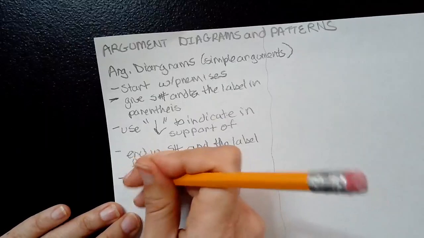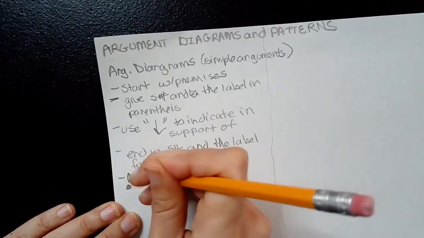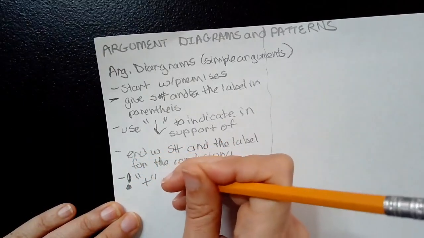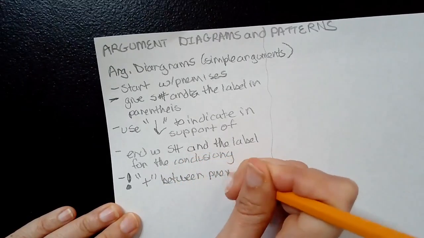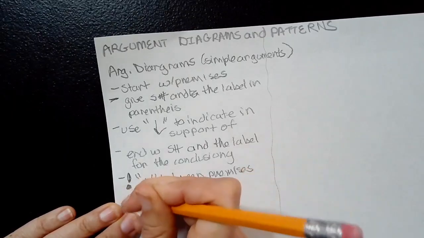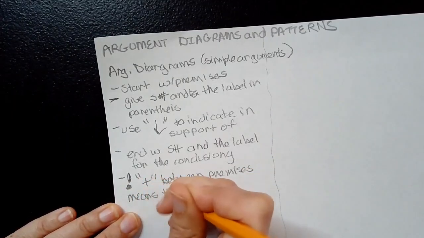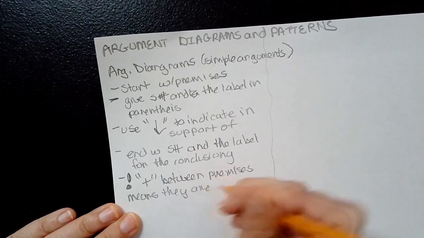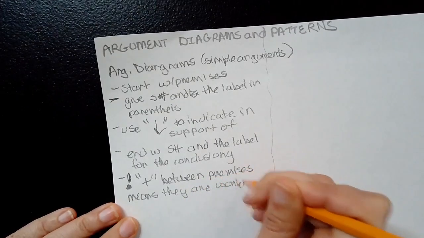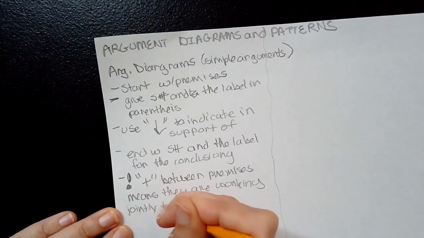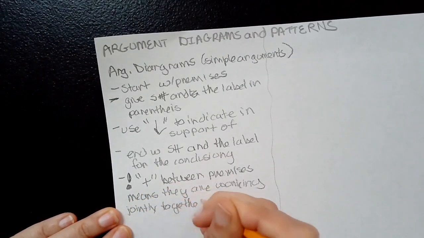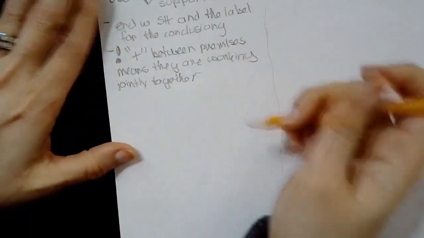Okay, so remember the plus sign between premises means they are working jointly together. Okay, so I hope you saved room over here because we might need it for a future lesson. All right, so that's argument diagrams. Those are the basics, okay?